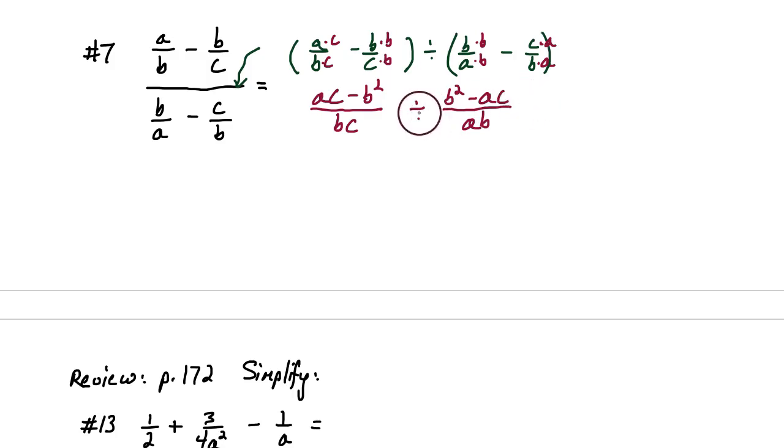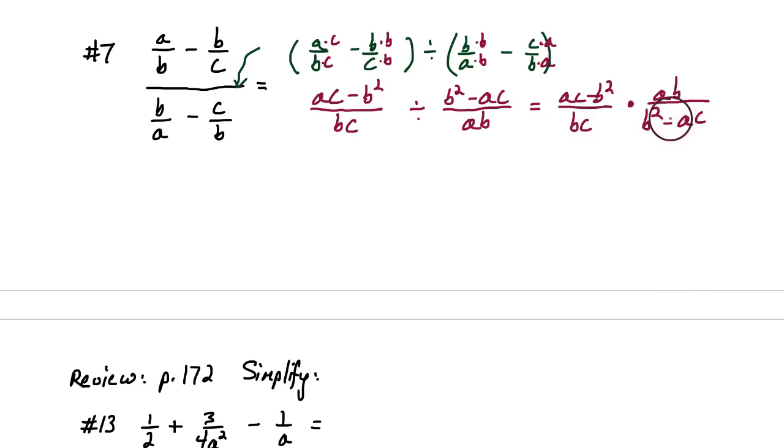Next step, change that division into multiply. Keep the first fraction the same, change to times, and flip this fraction upside down. Now that we have multiplying, we multiply the tops together and multiply the bottoms together.